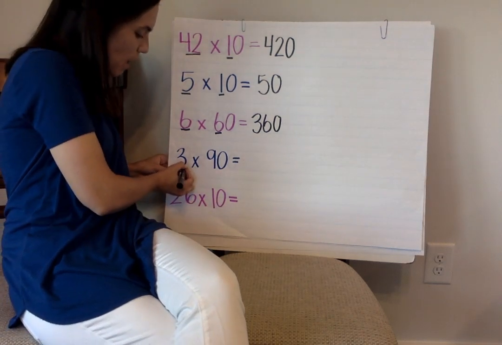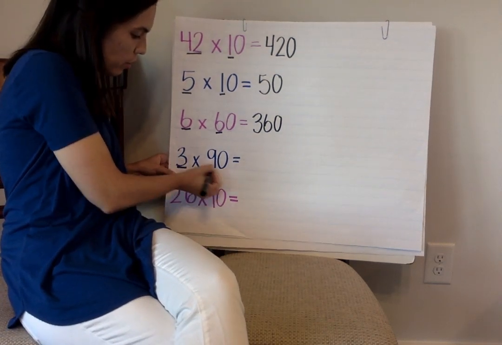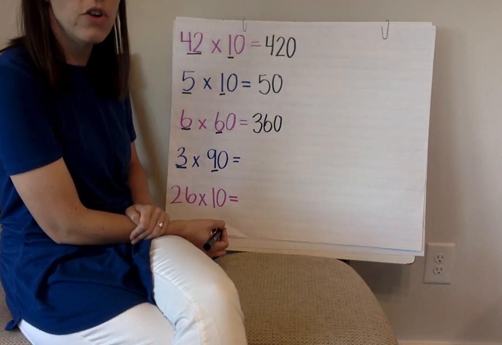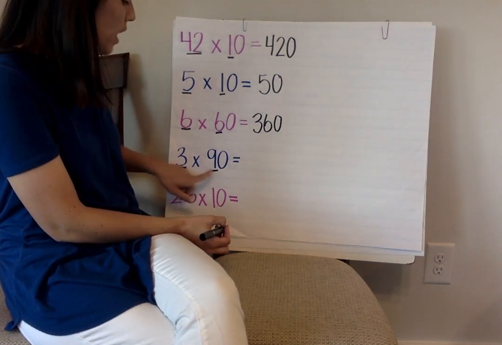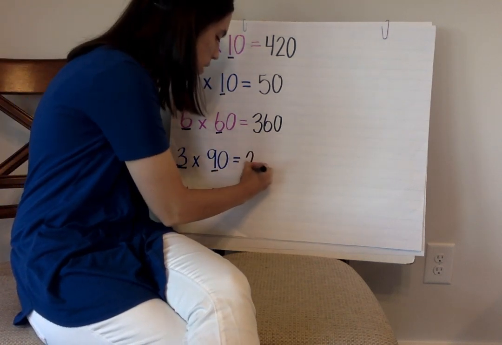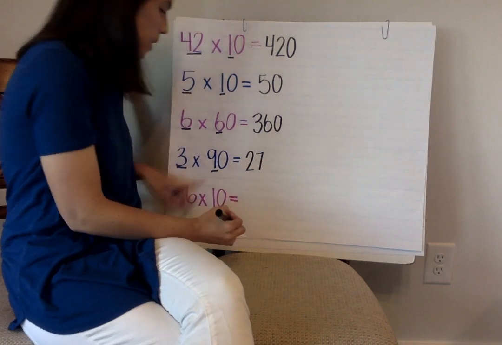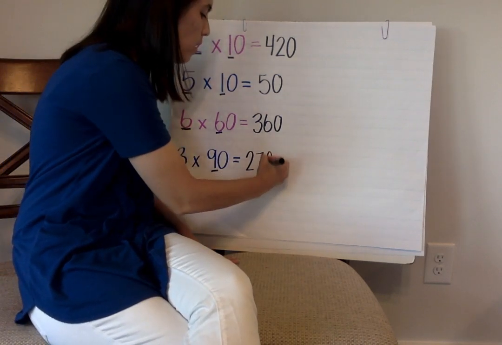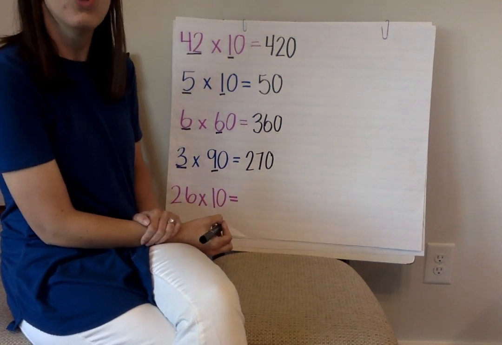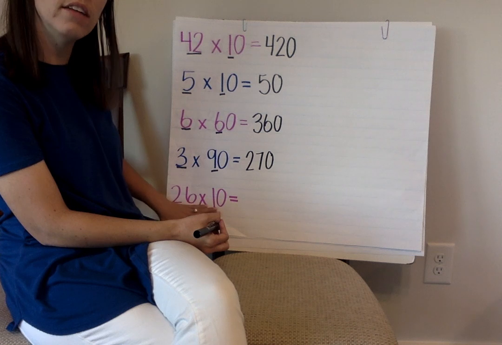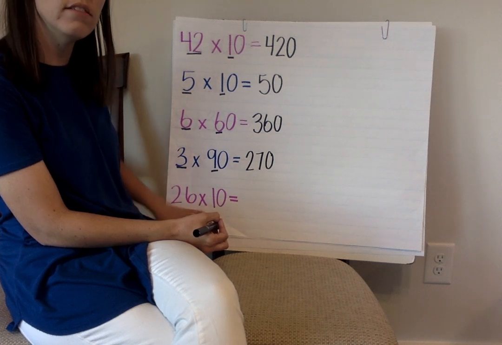Okay? Now I am going to underline the 3 and the 9 because those are my digits that are not zeros. 3 times 9 is 27. So I'm going to write 27 over here. I have 1 0, so I'm going to add 1 0 right here. Go ahead and pause the video and see if you can underline the correct digits for 26 times 10.